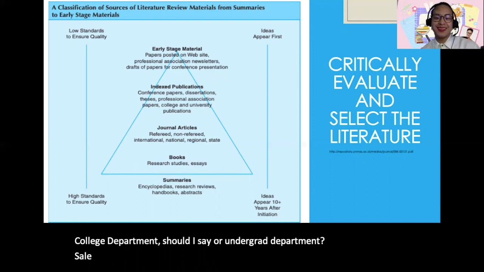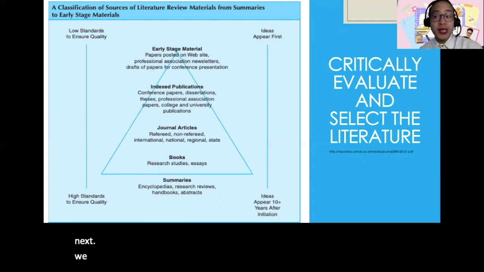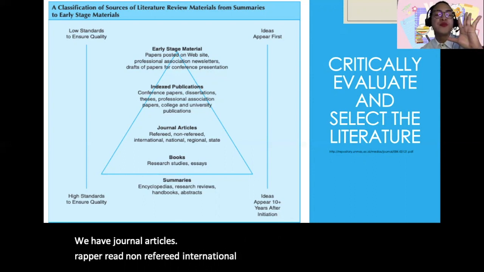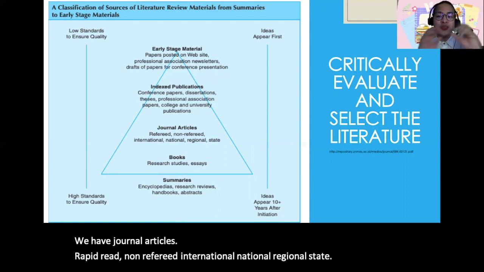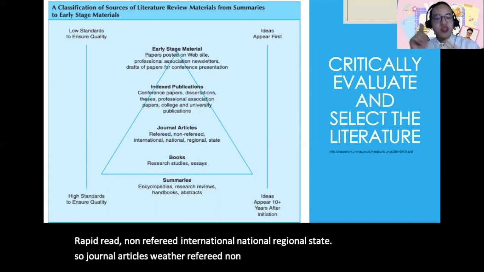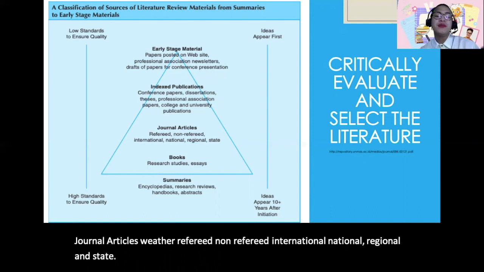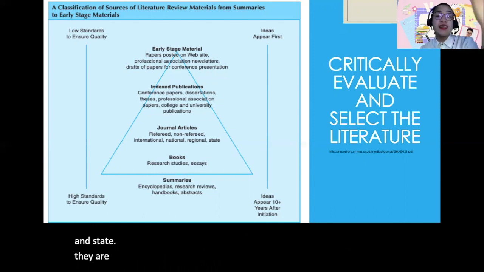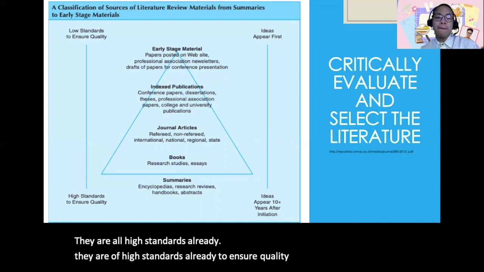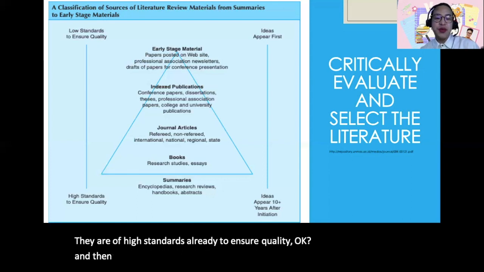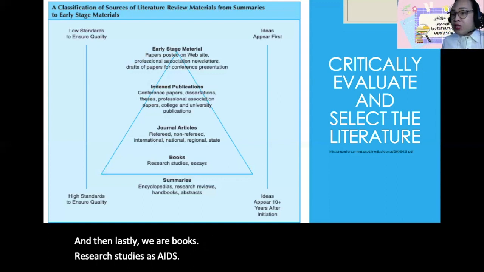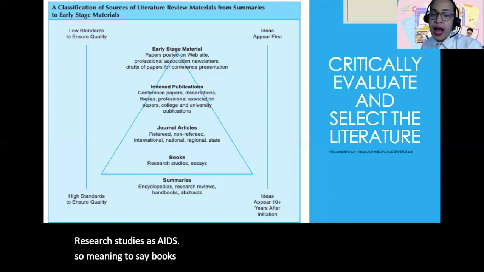Okay, so next we have journal articles, refereed, non-refereed, international, national, regional, state. So journal articles, whether refereed, non-refereed, international, national, regional, or state, are of high standards already to ensure quality. And then lastly, we have books, research studies, essays. Meaning to say, books are of high standards of quality.